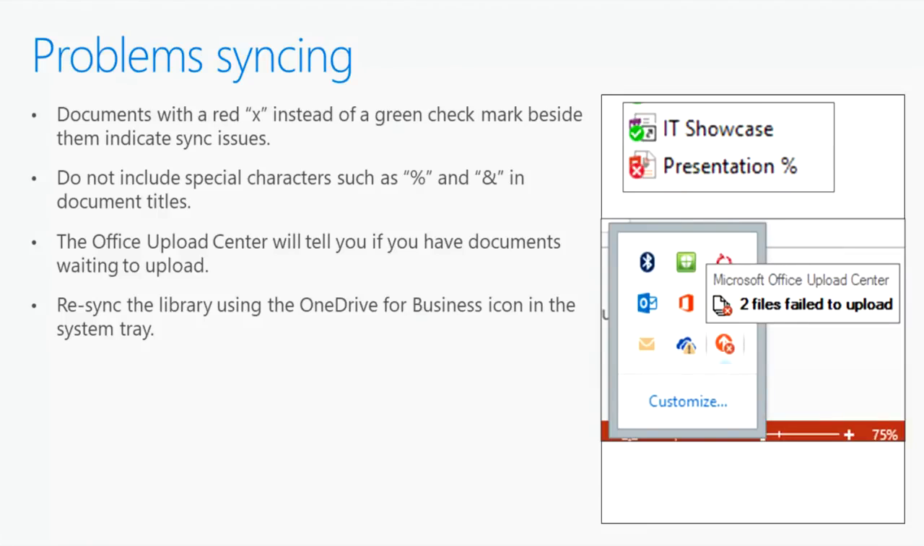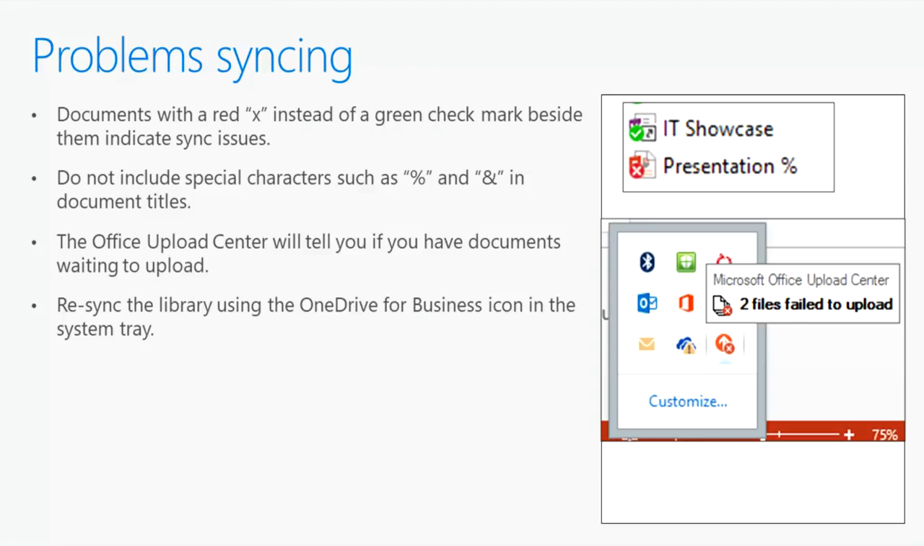What if you have a synchronization problem? This doesn't happen terribly often at all, but if you do have a problem, one of the best ways to fix a synchronization problem is simply to remove the document from your OneDrive for Business and then put it back on. And probably 9 out of 10 times that will solve the problem.